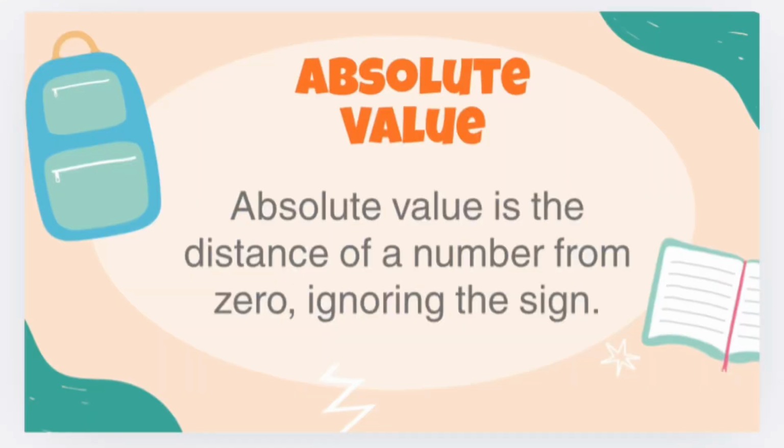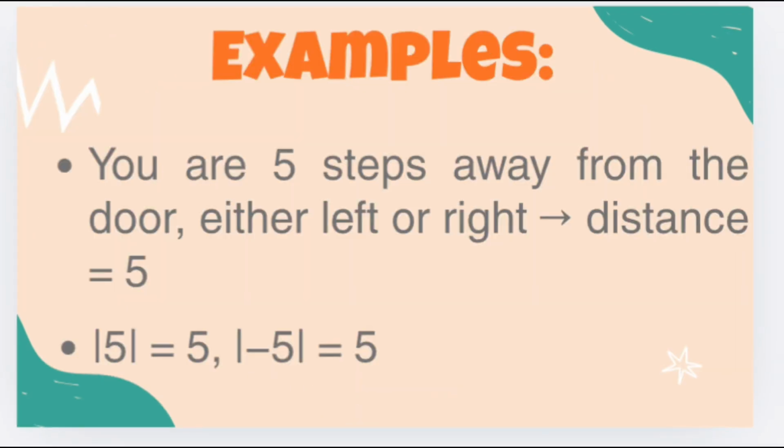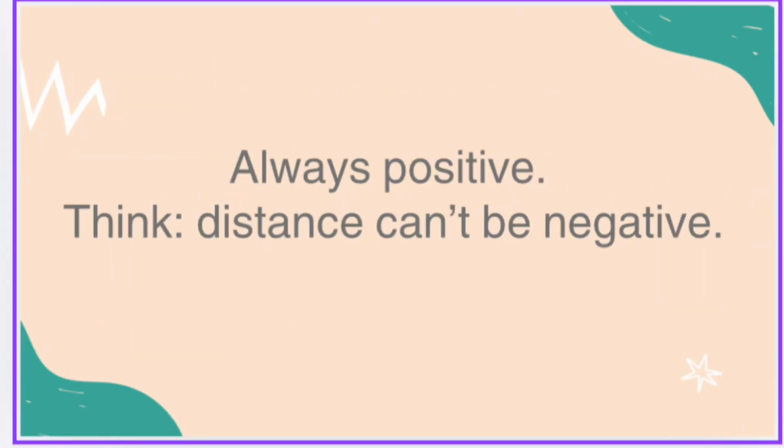Now let us move on to absolute value. Absolute value is the distance of a number from 0, ignoring the sign. For example, you are 5 steps away from the door, either left or right. Distance is equal to 5. So |5| equals 5. |-5| is equal to 5. Always positive. Think, distance can't be negative.